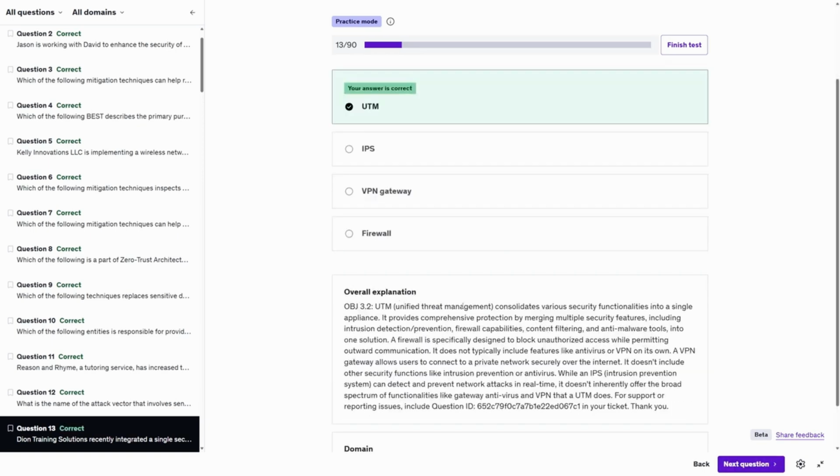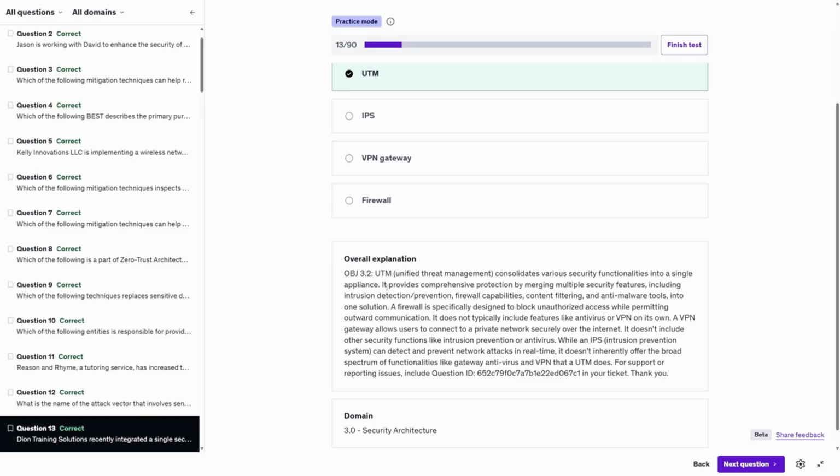UTM, otherwise known as Unified Threat Management, consolidates various security functionalities into a single appliance. It provides comprehensive protection by merging multiple security features, including intrusion detection prevention, firewall capabilities, content filtering, and anti-malware tools, all into one solution. I'll leave up the incorrect answers for about 5 seconds if you want to read that.